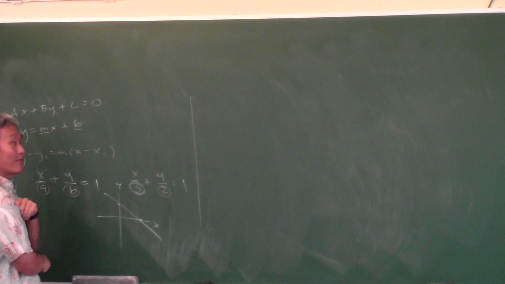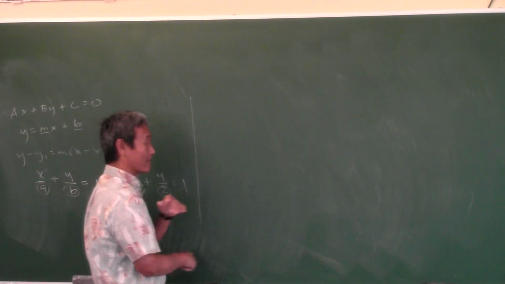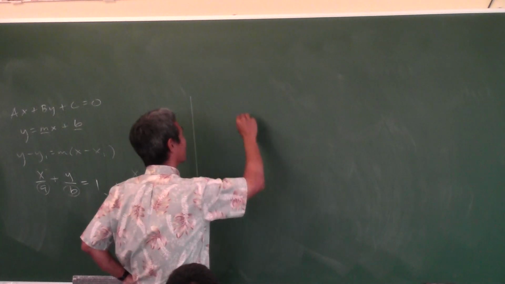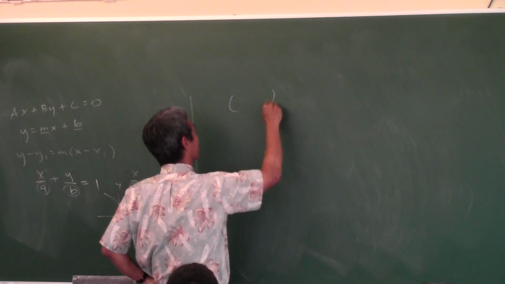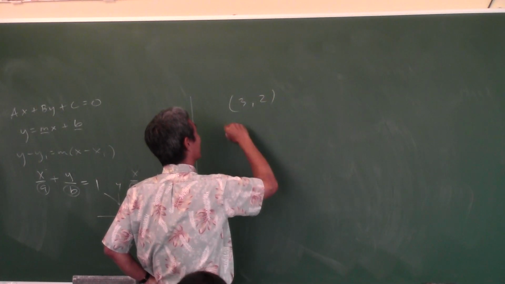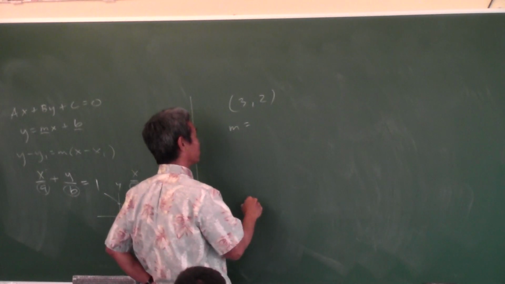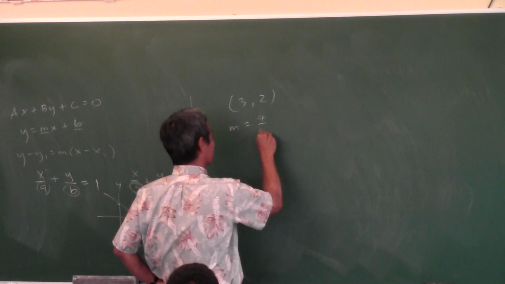Okay, so what's the fastest way to write an equation of a line? Well, first of all, what are the 2 things you need to write an equation of a line? You need a point. Okay, give me a point. 3, 2. And then you need a slope. Okay, give me a slope. Wrong, 4/5.